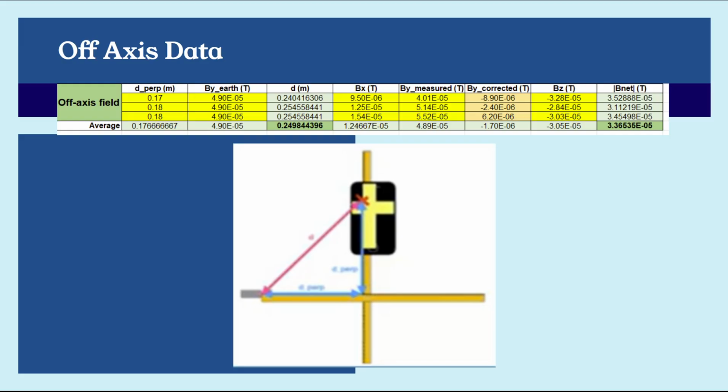For the off-axis data, we measured all three components of the magnetic field. We corrected the y component by subtracting Earth's magnetic field. After correction, the y values were close to 0, which is what we expect since the dipole field should mostly lie in the xz plane. We then measured the net magnetic field using all three components. Overall, the behavior matched what we expect from a dipole, though there was some variation due to experimental error.